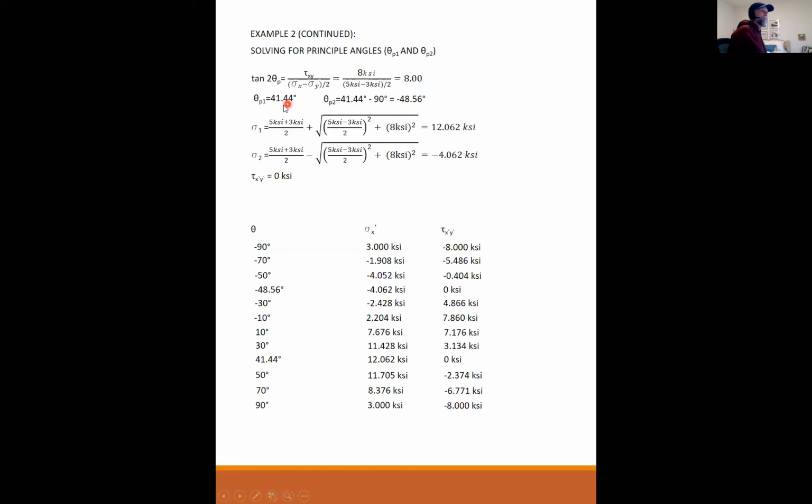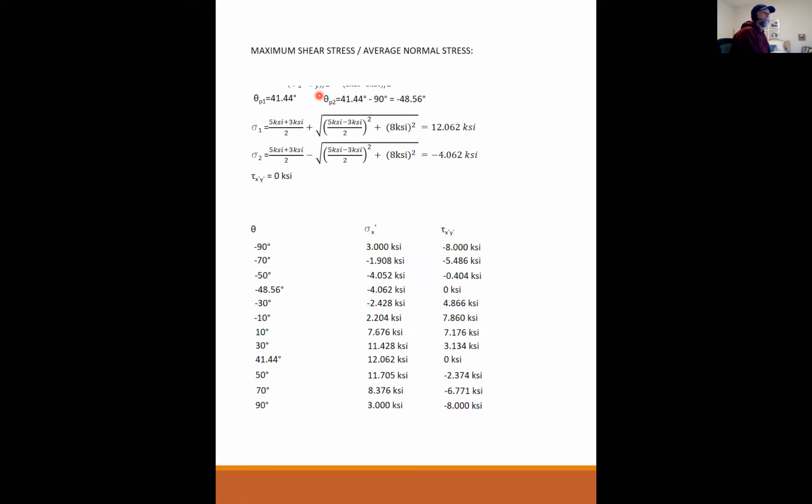Similarly, I can take my 41.44, pop it in here, and there's my maximum normal stress. And you can see it fits right in between the two. And you can see that my shearing stress at the same angle is equal to 0, which fits right between these two values. So everything jives. So this is kind of a more complete picture of the oscillation of the normal stress as you rotate that element. Any questions here? Okay.